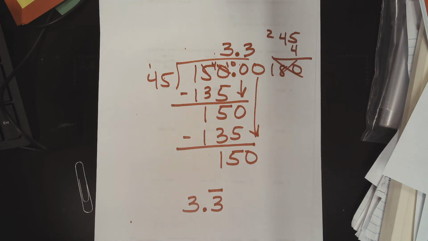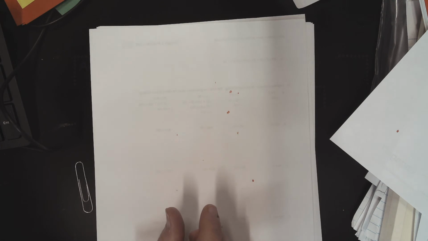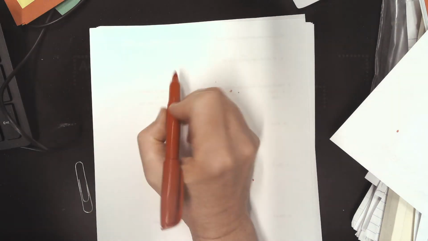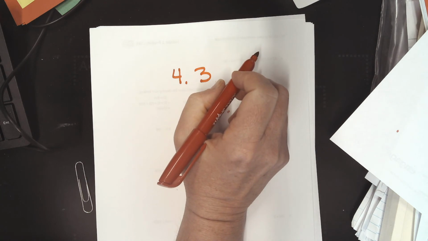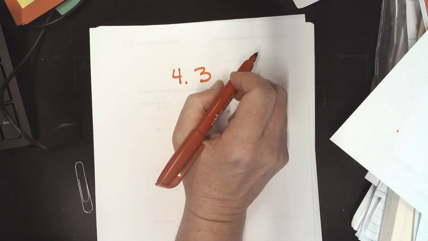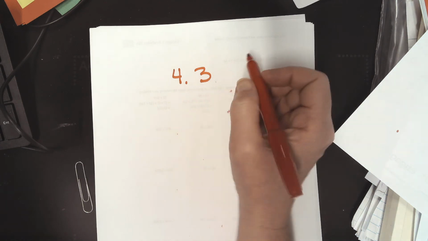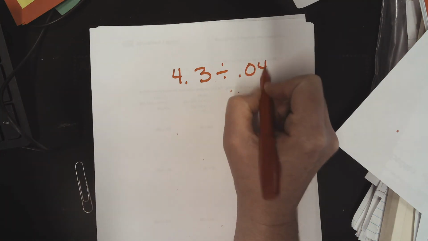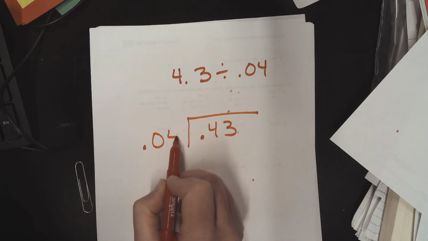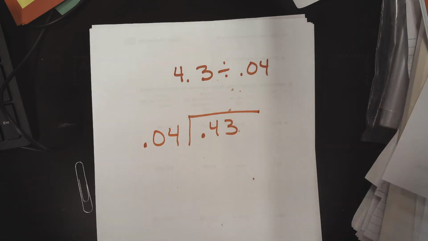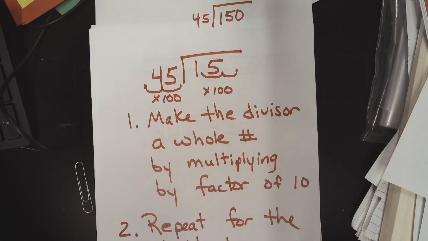Okay, I think we have time for one more example before our time is up. So if we did 4.3, I lost my spot, divided by 0.04. Okay, step 1, make the divisor a whole number by multiplying by a factor of 10.